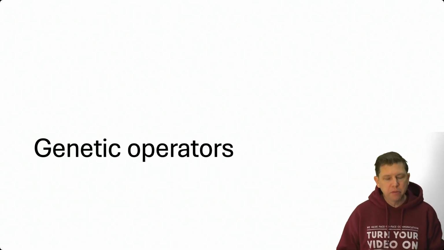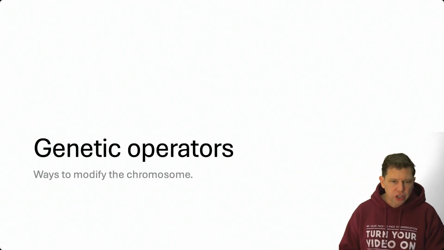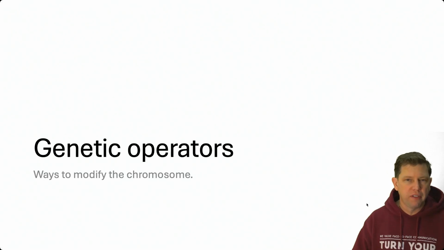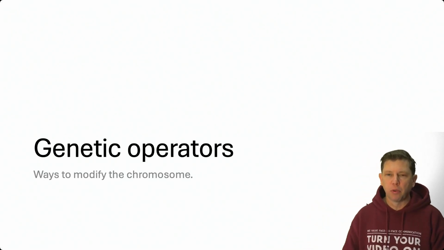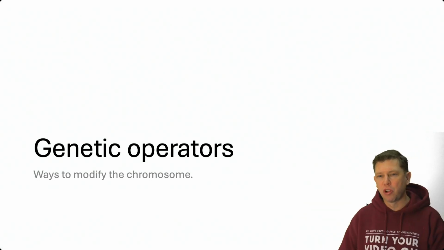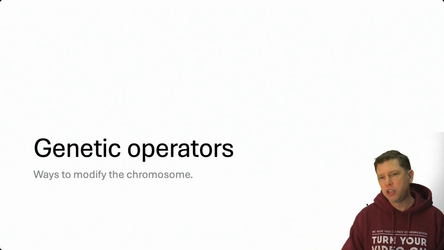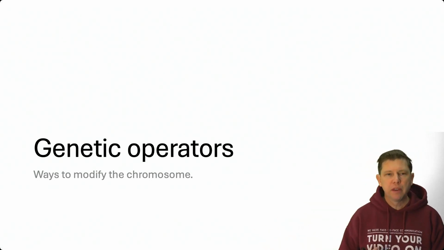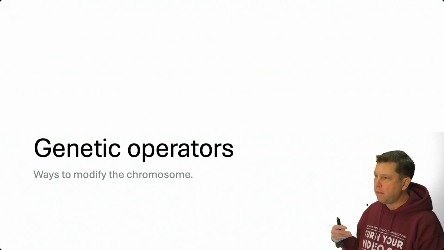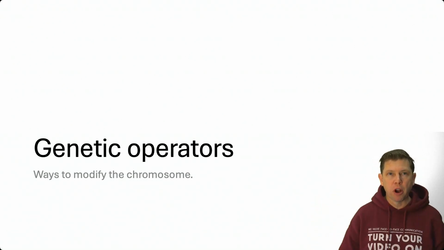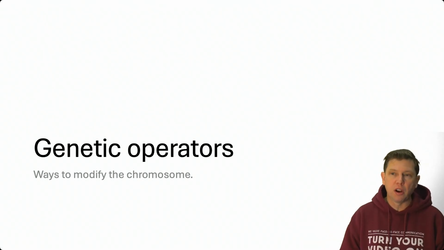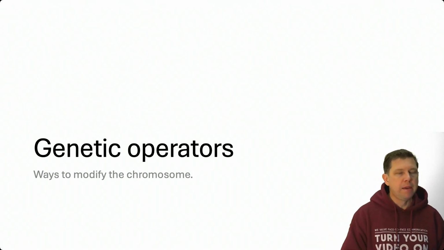Then we have some type of genetic operator. A genetic operator is a way to modify the chromosome. One way would be random mutation. We've got a bunch of numbers and we're going to go through and flip some of the bits or change some of the numbers just a little bit. If you think about the idea of how what we inherit from our parents comes from both parents, but then we may also have some mutations. We have something that our parents don't have.